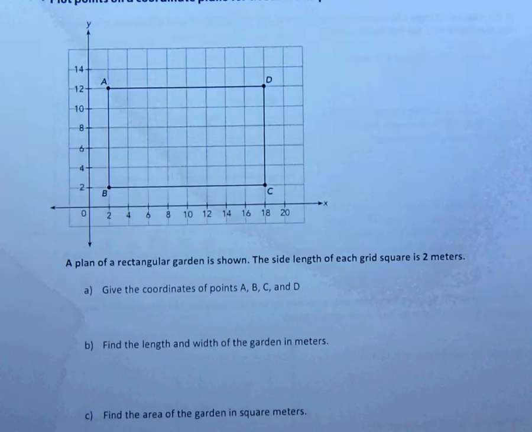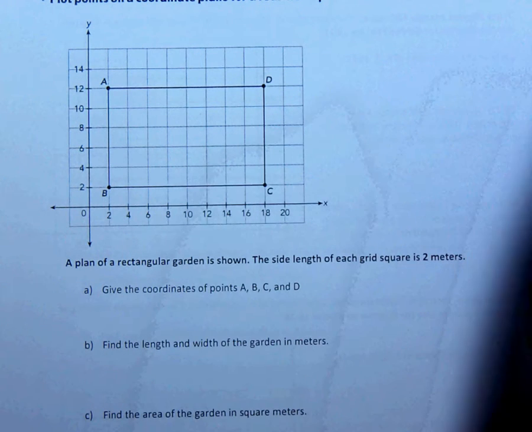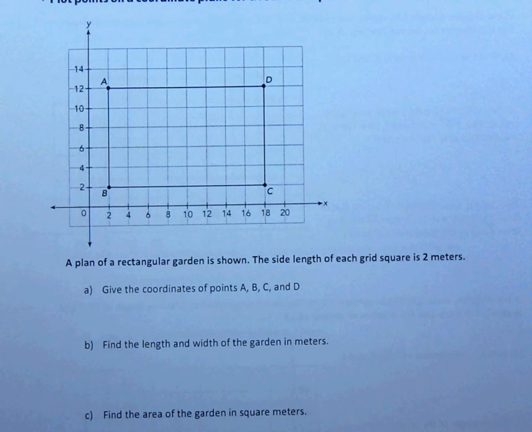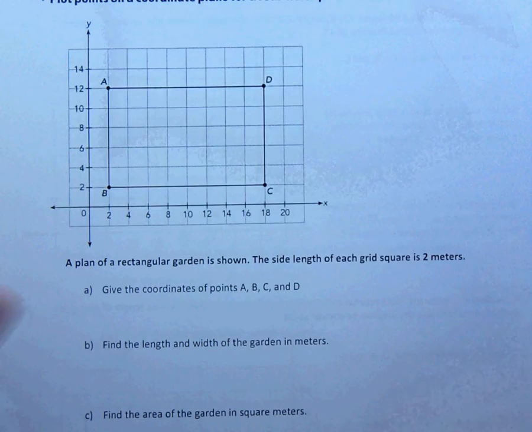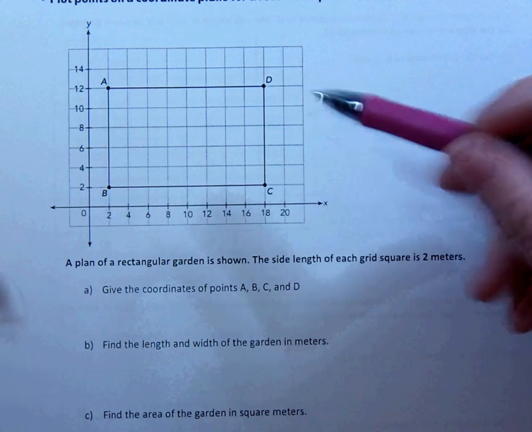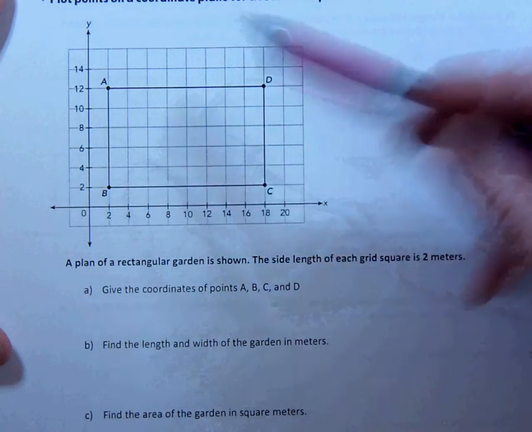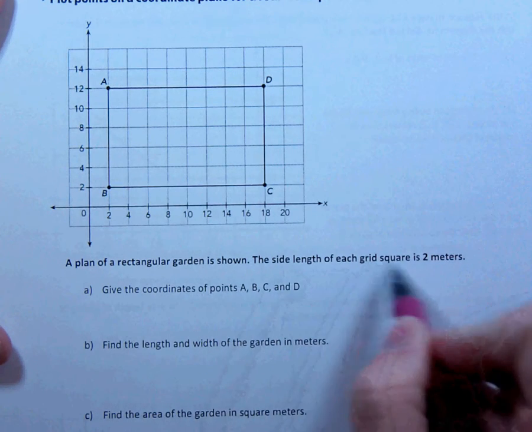So what we're doing today, we are relating the segment links that we found yesterday to real life situations. This looks like a regular rectangle, which it is, but it represents a plan for a rectangular garden. And the most important thing on this is that the side length of each grid square is 2 meters.